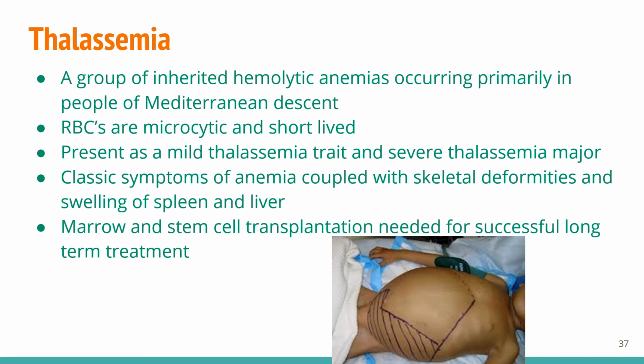Thalassemia is also an inherited hemolytic anemia. It mainly appears in people of Mediterranean descent. The red blood cells are small and short-lived. If you have one parent with it, then you may have a mild thalassemia trait. If you have two parents, then you may develop a severe thalassemia, with skeletal deformities and swelling of the liver and spleen. The treatment is bone marrow or stem cell transplant for long-term success.